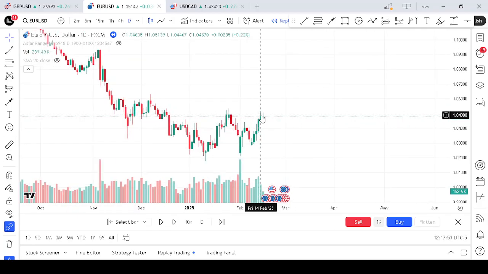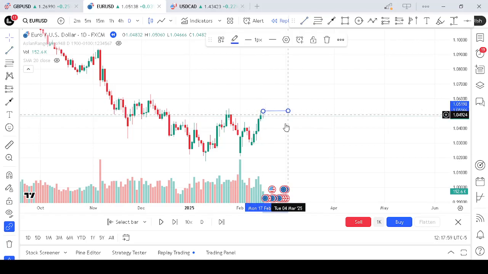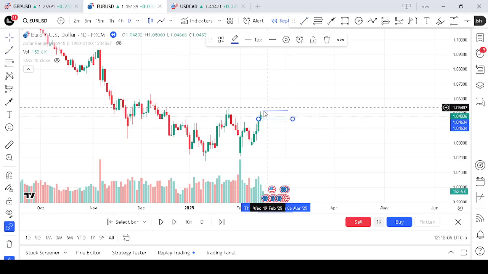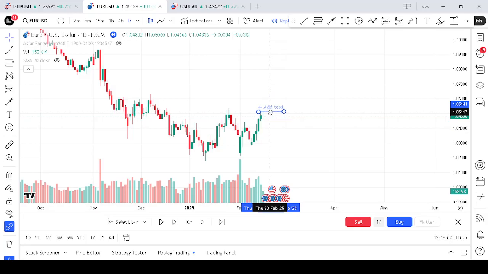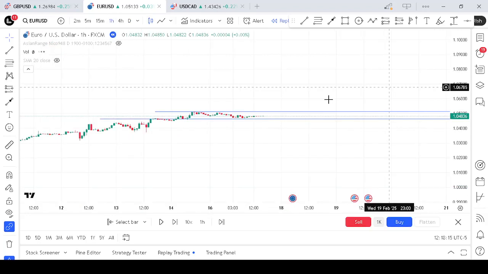This is yesterday's candle. This is the daily candle. We would first mark out, since this is the previous candle, the high of the candle and the low of the candle. This is the high and the low. Go to the 1 hour time frame, we'll see it clearly.